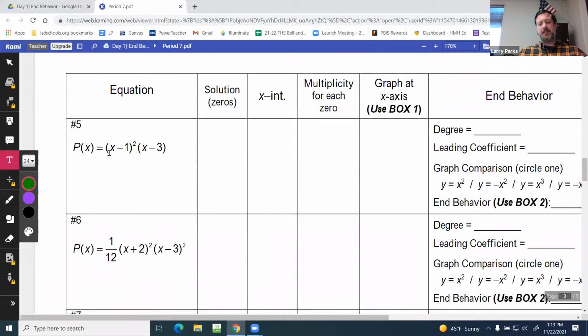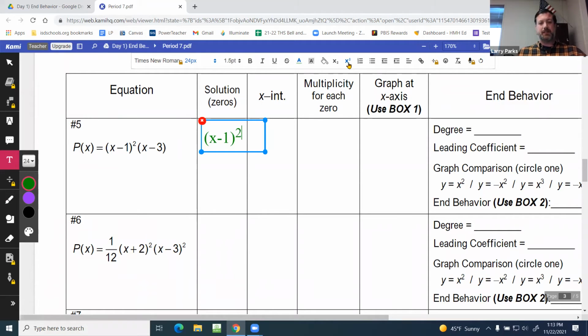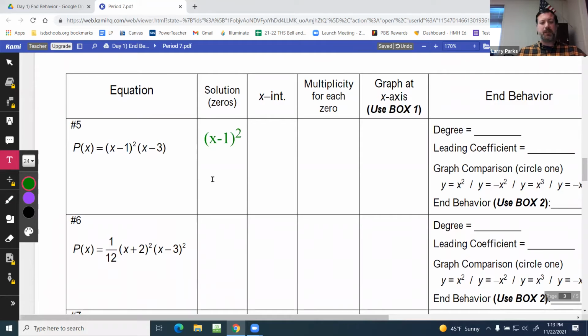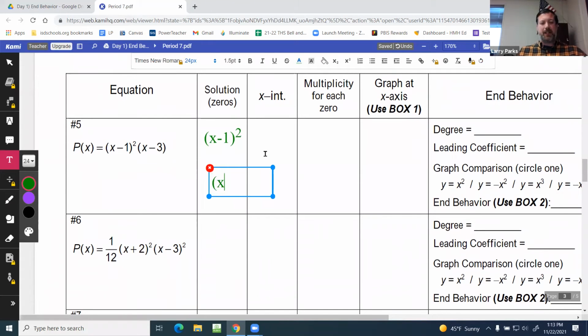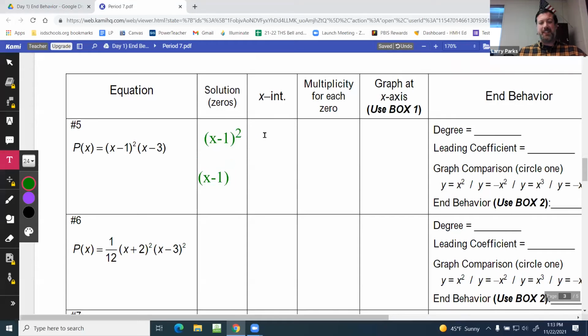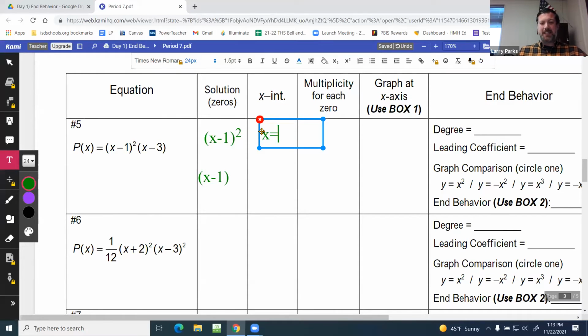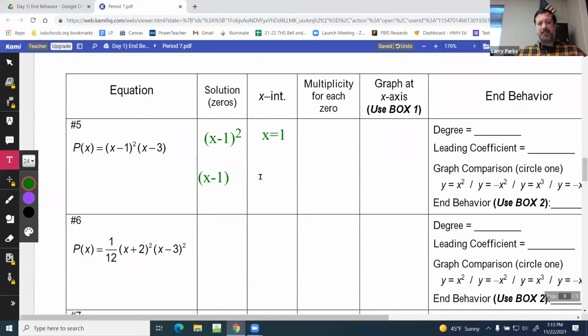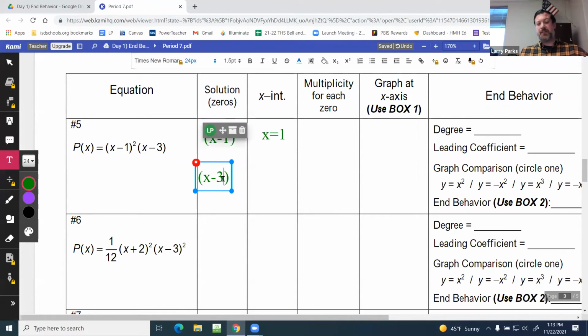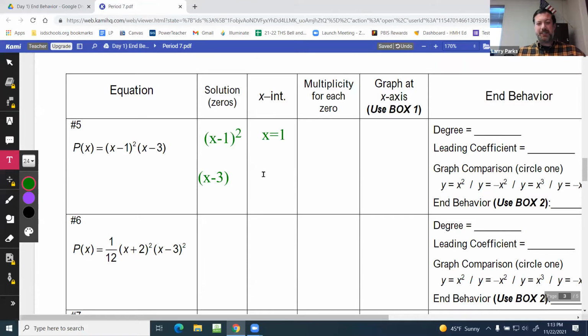So you may recall, we're going to break these up. So we have x minus 1 squared. Okay, that's one factor. And we have x minus 3. That's another factor. Now what would the x-intercept be? That'd be x equals 1, because 1 minus 1 is 0. What's the x-intercept here? That should be a 3. X equals 3.